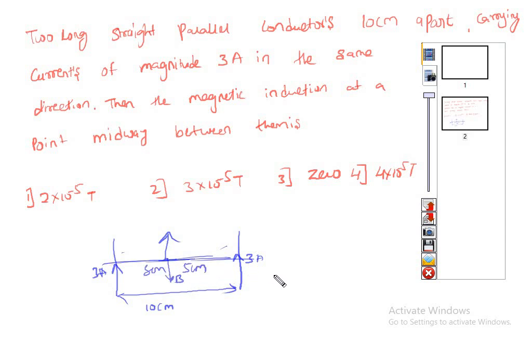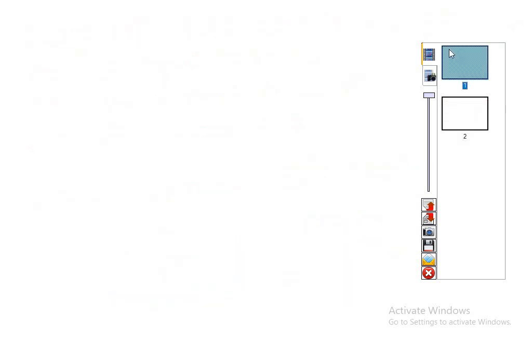So what happens, B will become 0 at the center, because he is asking midway, so the option is 0. I hope it is clear. Why? Because B1 and B2 are equal and opposite to each other. I hope it is clear. So let's get started with another question.